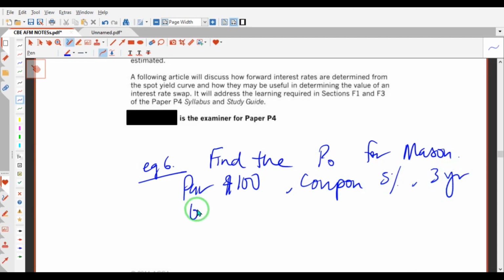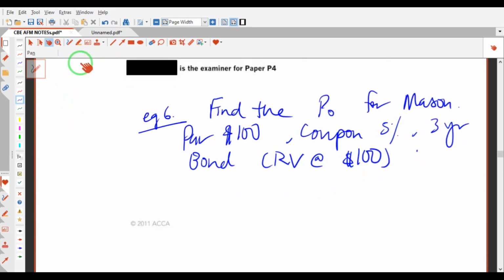3-year bond, redeemable at par, at 100. Find the value of this particular bond, 5%. So what is missing here? Well, I can find the value if I have a yield to maturity.